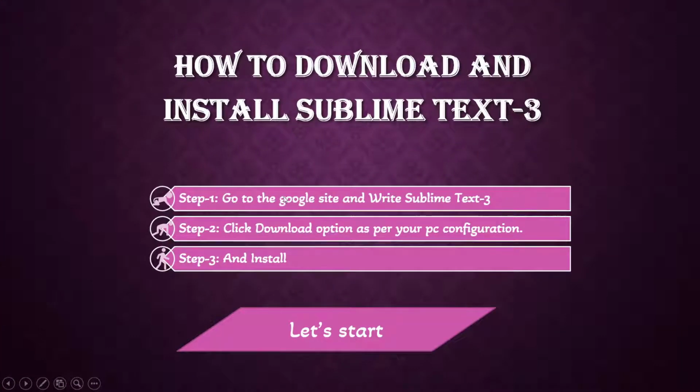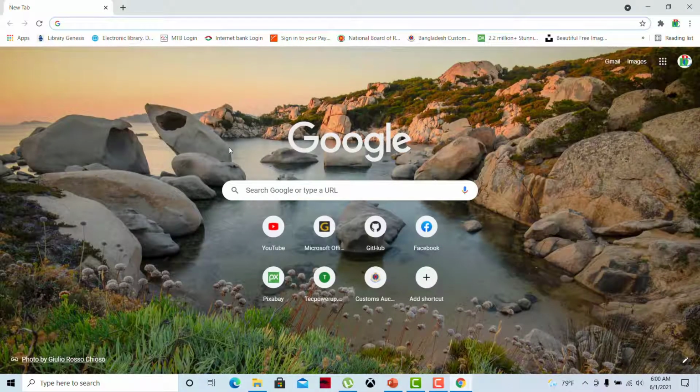Number 1, go to Google and search for Sublime Text. To find the Sublime Text site, then choose the download option according to your PC configuration. If it is Mac, you download the Mac option. If it is Linux, then you download the Linux option. And if it is Windows, then you download the Windows option. After downloading Sublime Text, you install it.